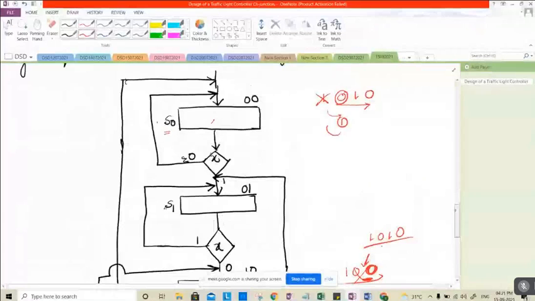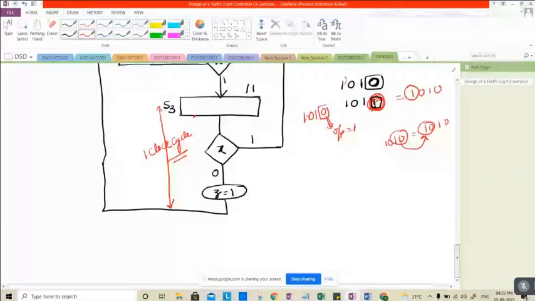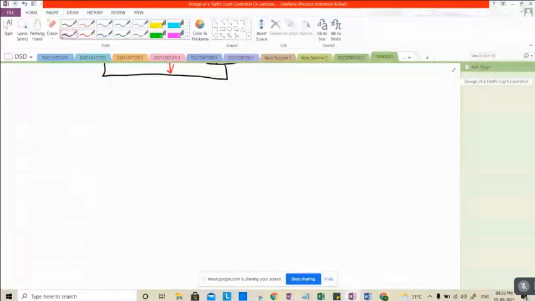And this particular operation, from here to here, takes a single clock cycle. One clock cycle is sufficient. Next, one more problem.